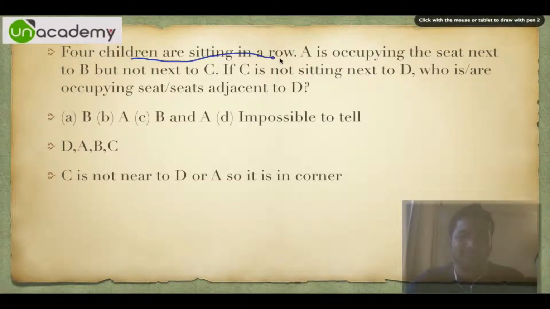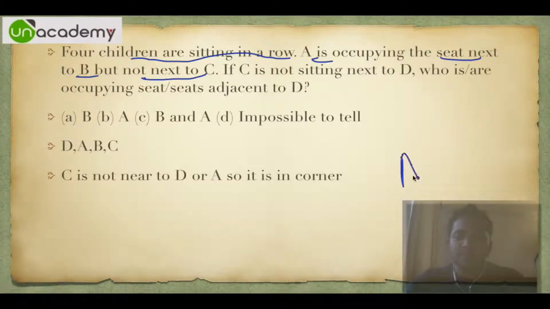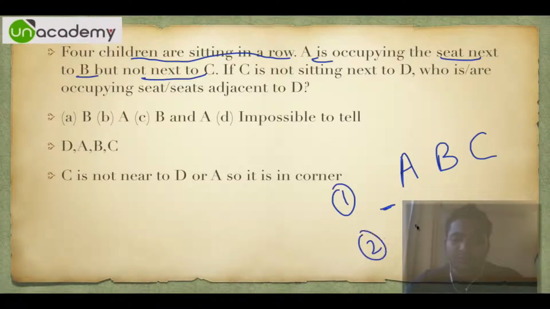4 children are sitting in a row. Okay, we know 4 children are sitting in a row. Good. A is occupying the seat next to B, but not next to C. So I'll do A, B. So C cannot come here, so C has to come here. Is that understood? By the first condition, it can be either this or, let's say, A, B, C or this. These are the only two options, right? Not another option. You can switch between B and A, but that doesn't matter.